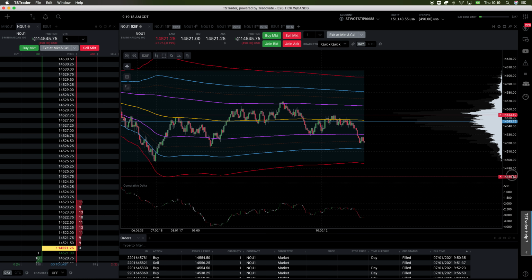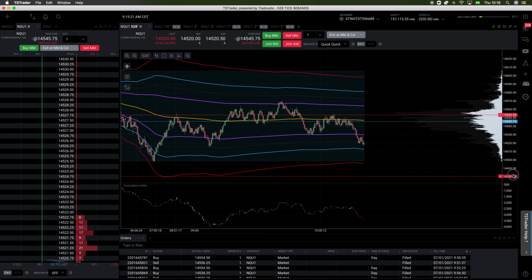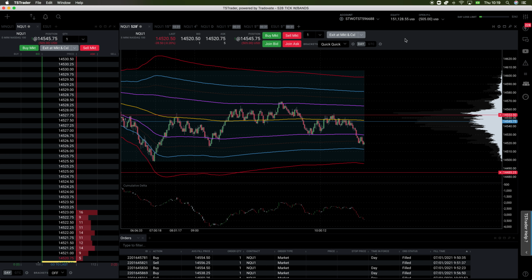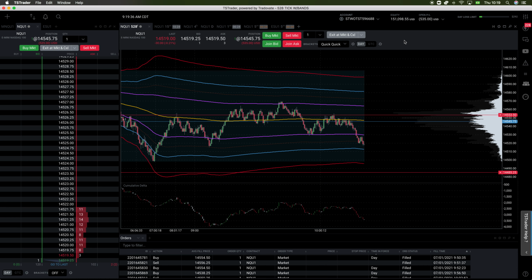I don't want to be stopped out because of the slippage. So I'll put it down here a little past the third standard deviation. That's a big stop, but we'll see. I'm trying to make up for my FOMO trade.